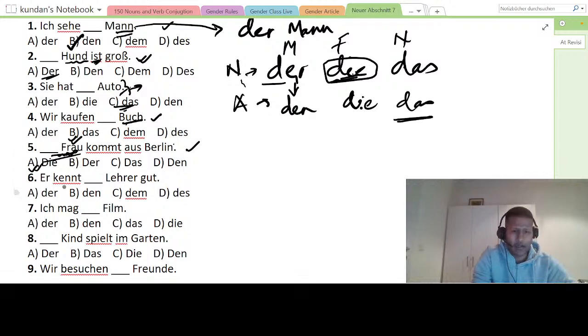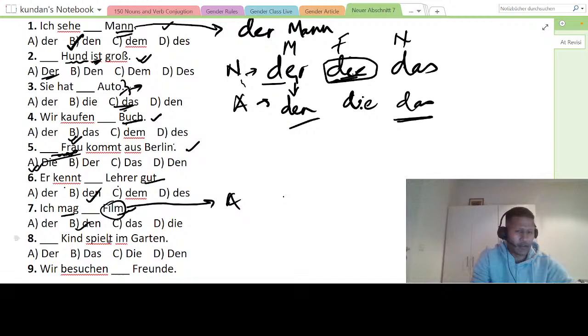Okay, her house is in Berlin, we'll see that. Now "Er kennt den Lehrer gut." Is this nominative or accusative? Is that okay with you till now? Okay, "Ich mag" the film. This mag means you like the film. So this is also accusative. And film is what? Der Film. So what will it become?